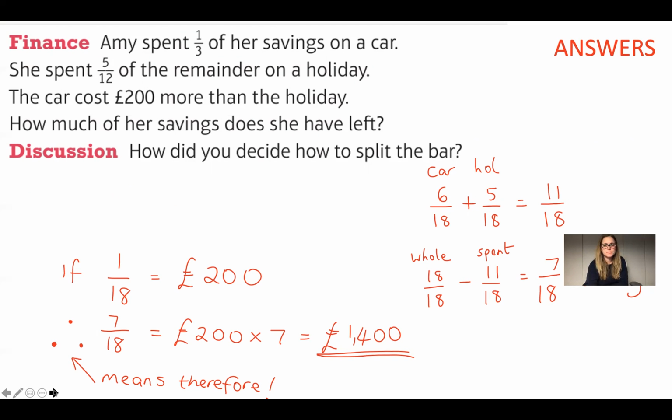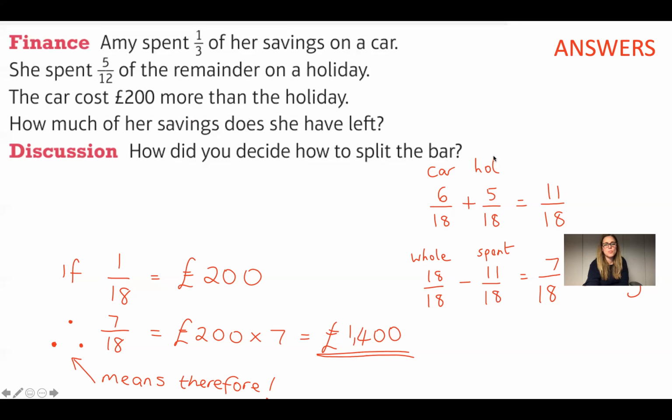Sorry, some of my calculation is missing here, so you'll have to bear with me. So 5/12 multiplied by 2/3, because it's the remainder, gives me 10 over 36. And I can simplify 10 over 36 down to 5 over 18. So this is the amount she spent on the holiday. I'm sorry that calculation is not shown.